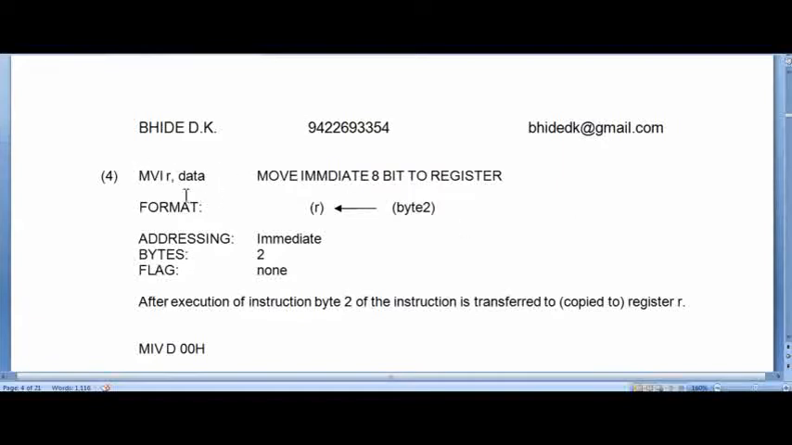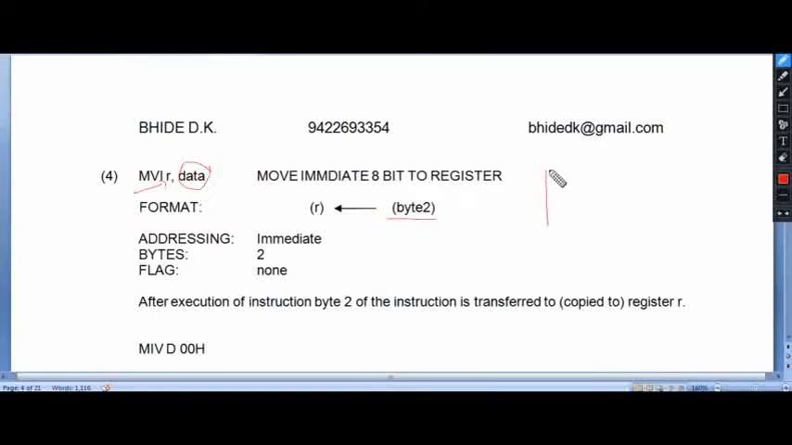The fourth instruction is MVI R, data. MVI R, data means move immediate 8 bit to register. 8 bit means 1 byte, and 1 byte means 2 hexadecimal digits. MVI, I means immediate. Where is it to be transferred? It is to be transferred to register R. Register R means any general purpose register. What is to be transferred? Data is to be transferred. Who represents the data? Byte 2 of the instruction represents the data.